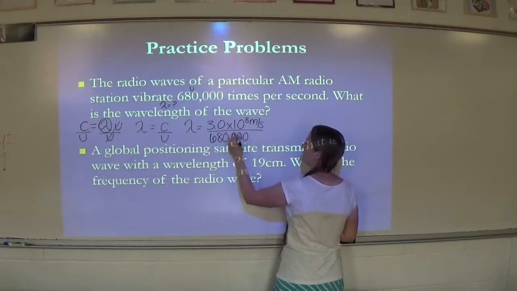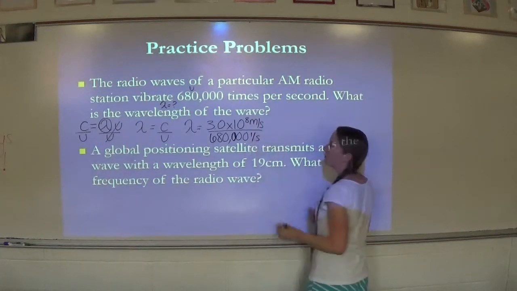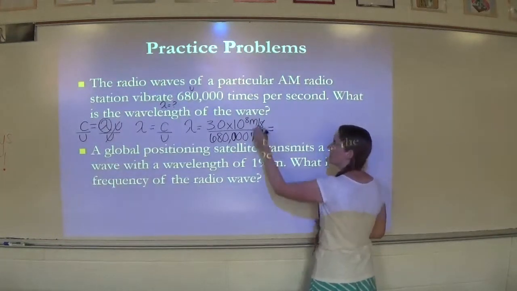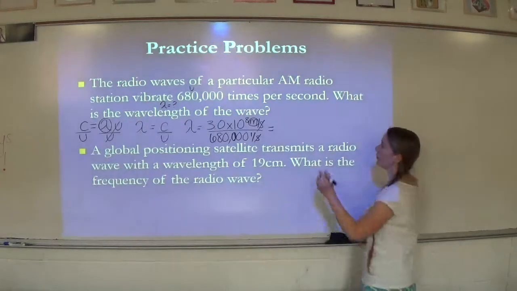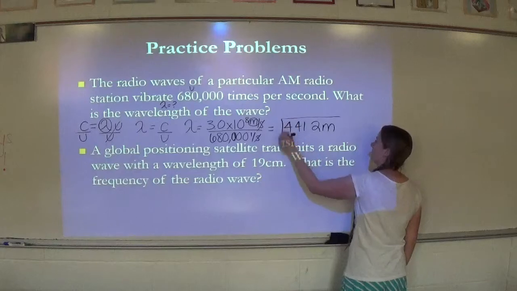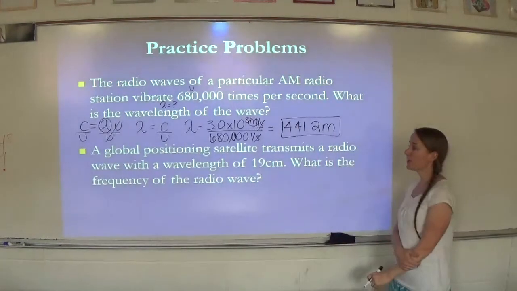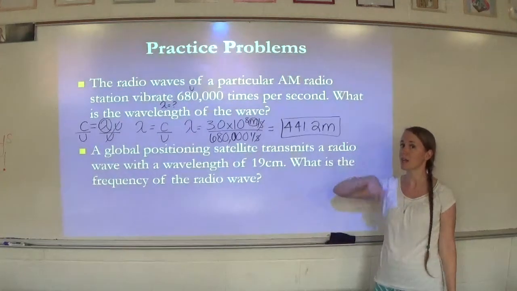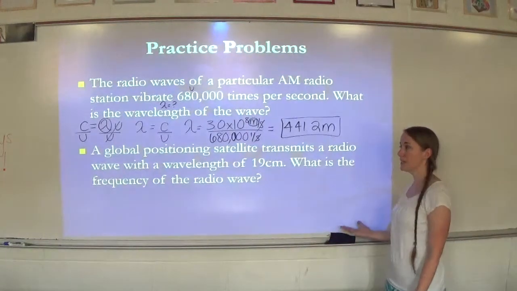680,000. Ooh, sorry, that zero got kind of weird. Times per second, or hertz, or what I'll write is 1 per second. So if you look, those seconds cancel and I'm left with a unit of meters, and once I divide this, I got 441.2 meters. All right, so hopefully if you tried that one on your own, you got it right. If you didn't, try the next one, but I will say be careful of the centimeters, you're going to have to change that. All right, so pause it, try it if you feel ready, and then we'll look at it together.